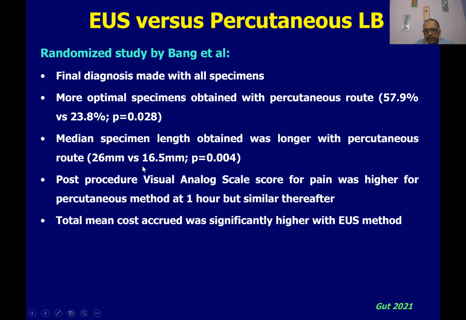Importantly, the post-procedure visual analog score for pain, which is considered to be an advantage for EUS guided liver biopsy, persisted only for 1 hour after the procedure, and thereafter the pain scores were similar for both EUS guided and percutaneous liver biopsy routes. Also, the total mean cost was significantly higher with the EUS method. The percutaneous liver biopsy was significantly cheaper as compared to EUS guided liver biopsy.